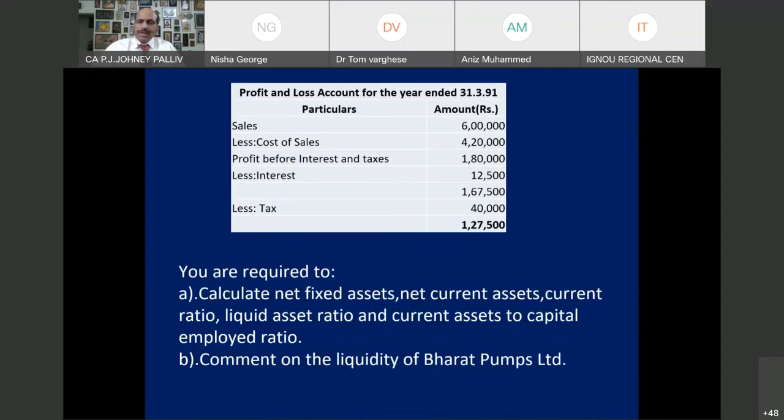Don't write profit and loss account as on. Please, no. Profit and loss account is not as on a particular date. It is for the whole year period. Sales for the whole year, purchases for the whole year, interest for the whole year, expenses for the whole year. Therefore, you make use of the term for the year ended. Please don't commit this mistake.